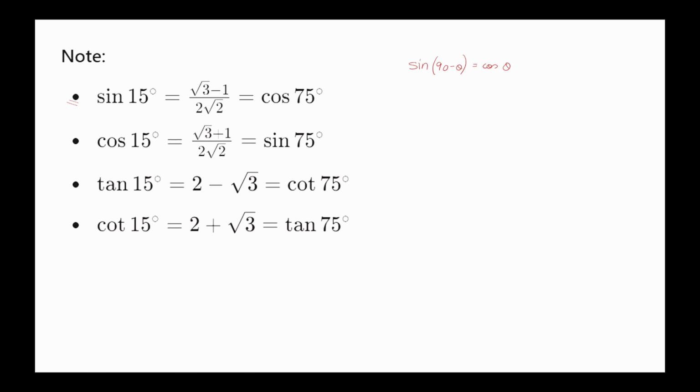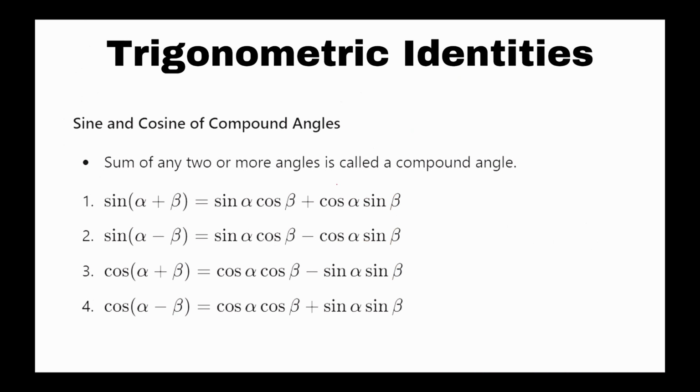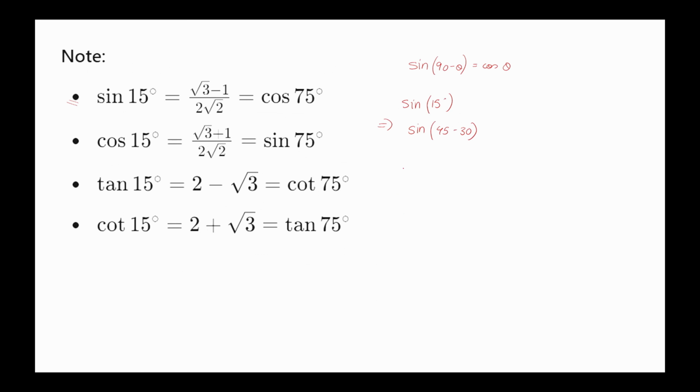Now let's say you forget the values of sine 15 or cos 15. How are you going to find it out in your examination? Let's say I have sine 15 degrees. Can I write it as sine of 45 minus 30? Now I am basically finding the difference of two different angles. Here we studied the formula: sine alpha minus beta is sine alpha cos beta minus cos alpha sine beta. So I can write it in that format. This would become sine alpha cos beta minus sine beta cos alpha.